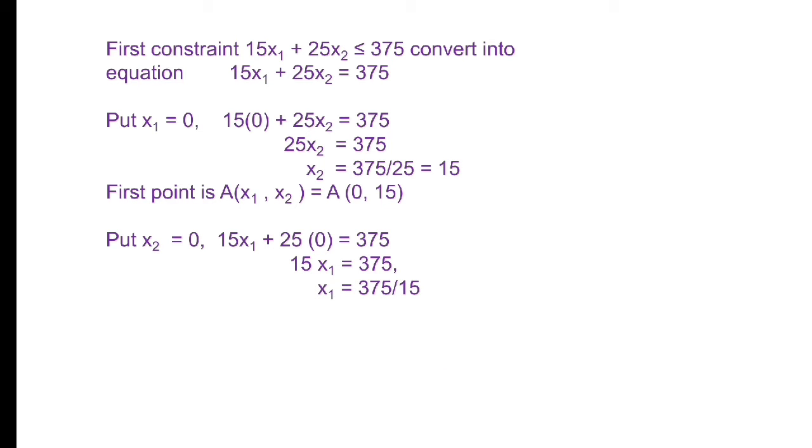For this less than or equal to constraint, the region towards 0 will be considered. This graph will be followed. This is the first constraint graph. A point is 0 comma 15 we consider, and then B point is 25 comma 0. We can join the line and we will get it. This is the first step. Then we'll take the second constraint.